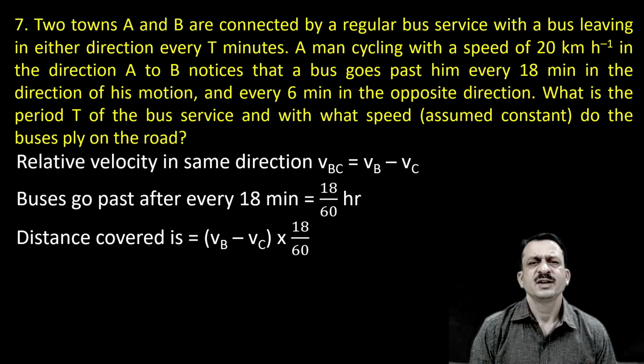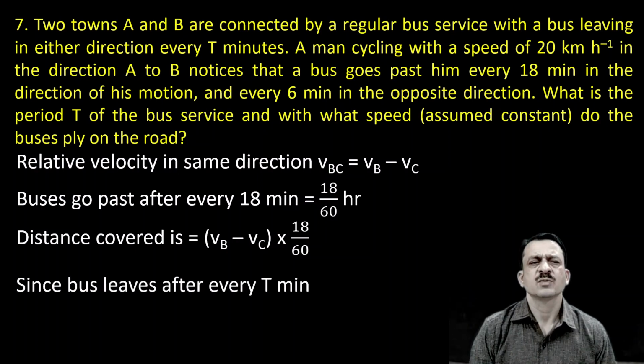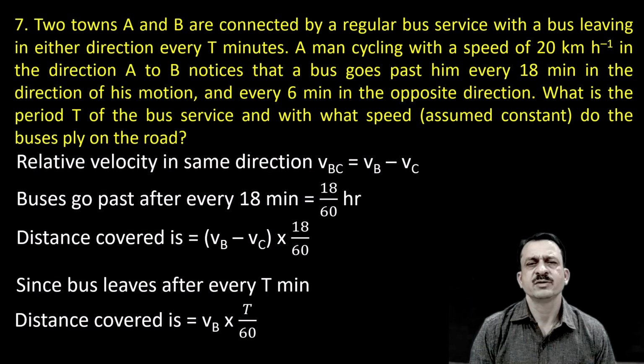Now after t time, another bus starts with the same velocity, that is VB. VB is the velocity of the bus. Therefore the distance covered by this bus in time t is worked out. Since a bus leaves after every t minutes, the distance covered by the bus with the velocity VB is given by VB into t by 60. T by 60 is in hours.